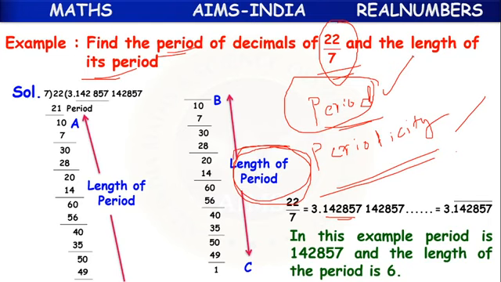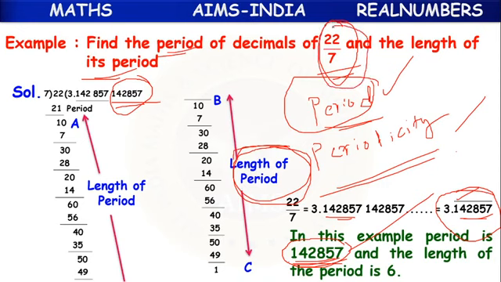Now suppose we have 22 by 7. If we divide, we get 3.142857, where 142857 is repeating. We can represent it as 142857 with a bar. So here the period is 142857 without the bar. While mentioning the period, we won't mention the bar. So the period is 142857, for the given rational number 22 by 7.